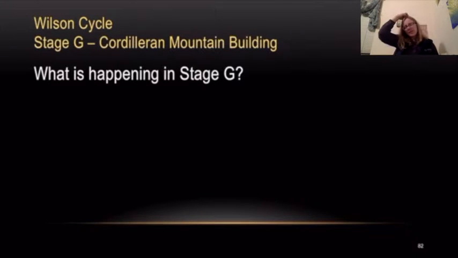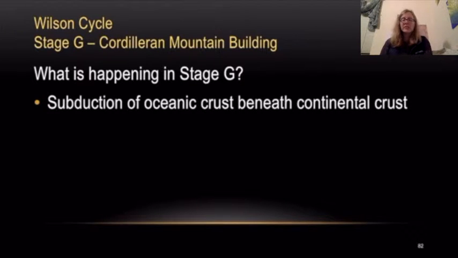So what's happening during stage G? We're getting subduction. We've got a piece of continental crust here, and I've got oceanic crust here, and it's subducting underneath the continental crust. And as that happens, it's going to start to melt down here. There's my dog. It's going to start to melt here and come up and make volcanoes in the land. So: continental crust, oceanic crust, subduction, melting, and creation of volcanoes.